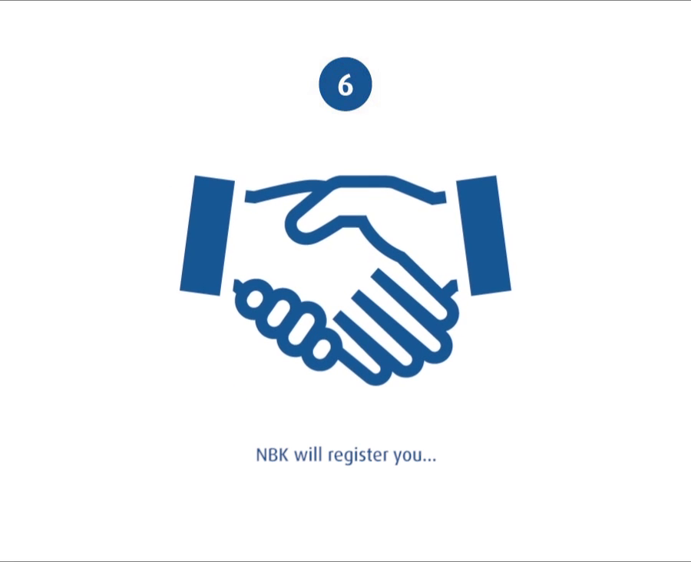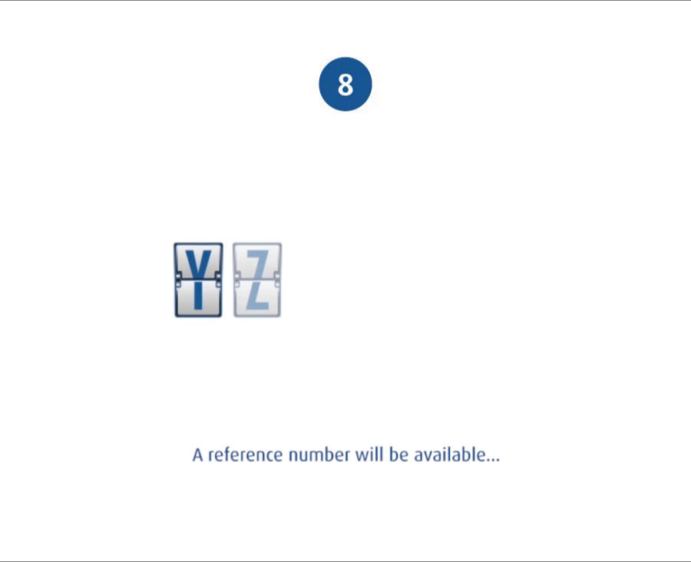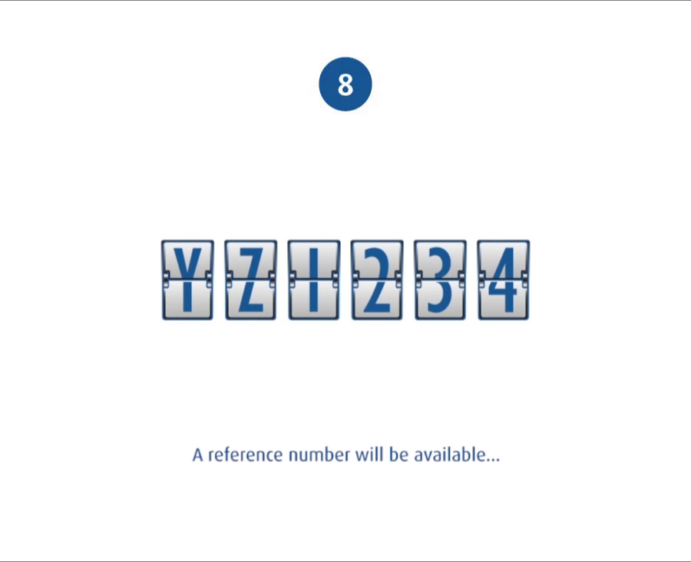6. NBK will register you in the service based on your requirements. 7. The customer ID and PIN, which will be generated by the system, as well as a user ID as selected by you on the application form, will be sent in a separate SMS and via email to the mobile numbers and email addresses of your staff as indicated on your application. 8. A reference number will be available in the SMS for tracking purposes.